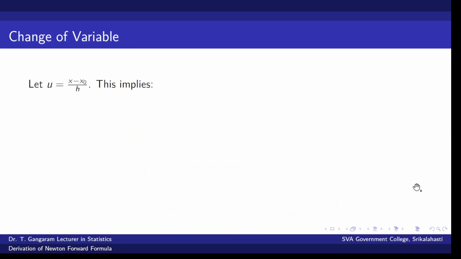Now we will find the x minus x0 terms. Let u is the shift parameter x minus x0 by h. This implies x minus x0 is equal to u into h.